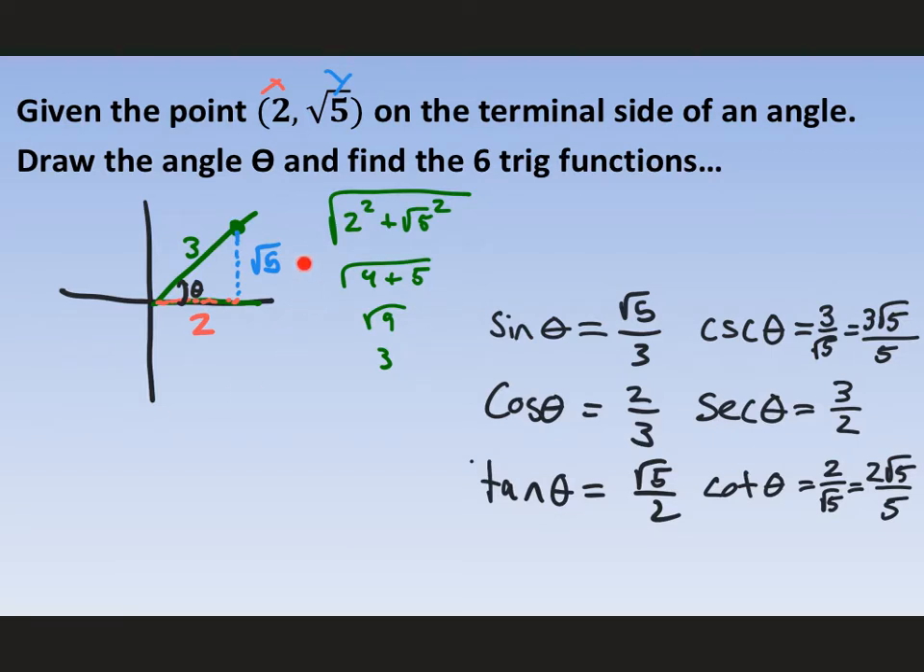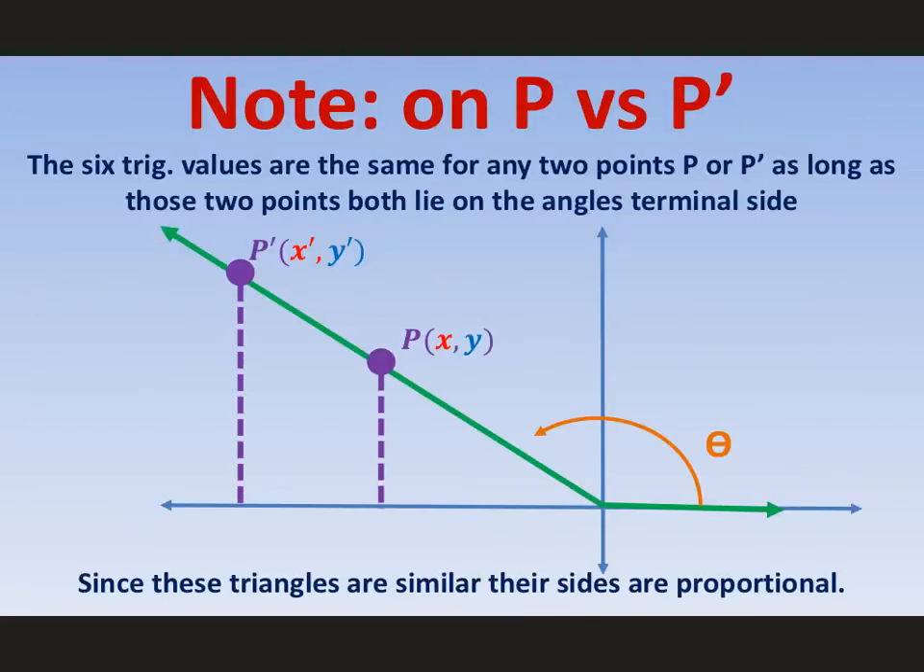We drew the angle, we labeled the x, the y, and the r. We found the r using our kind of modified Pythagorean theorem. And then we found the sine, cosine, and tangent, and we reciprocated them to get the cosecant, secant, and cotangent. This is a good chunk of your homework tonight. It looks just like this. You're going to do the problems just the same way I did it here.